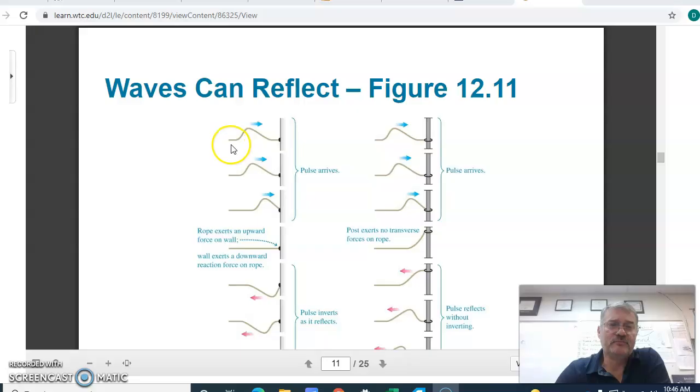So what about when waves reflect? Certain waves have certain properties. Waves have the ability to reflect. They have the ability to refract. They have the ability to diffract.